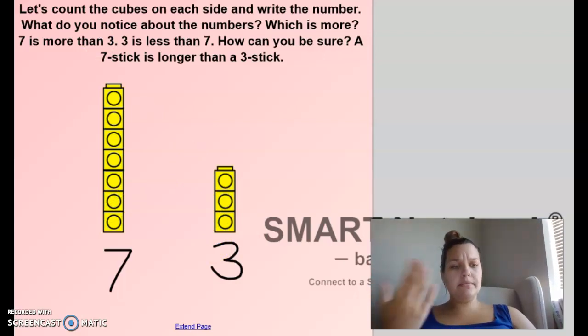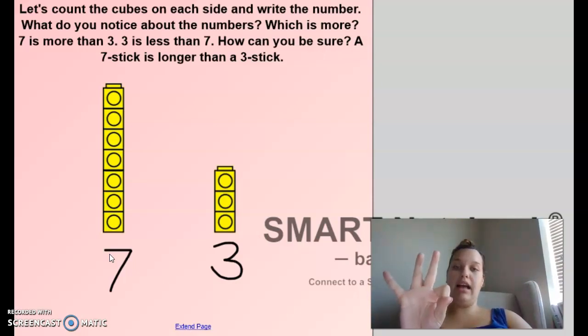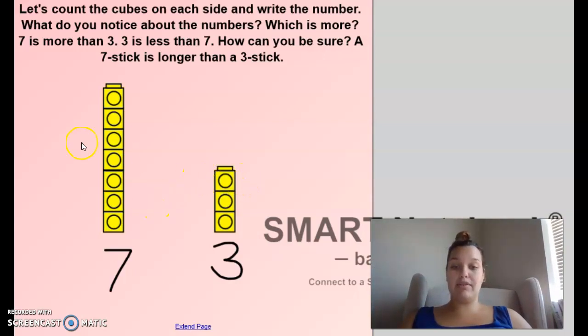Which is more? The 7 has more. You're right, but how do you know? You could use a number line. Very good. But if I didn't have a number line, what else could I use? My hands, right? So if I have 3 here, I know I have to count up higher to 7, right? So 3, 4, 5, 6, 7. I could count up and figure out that 7 is bigger than 3.